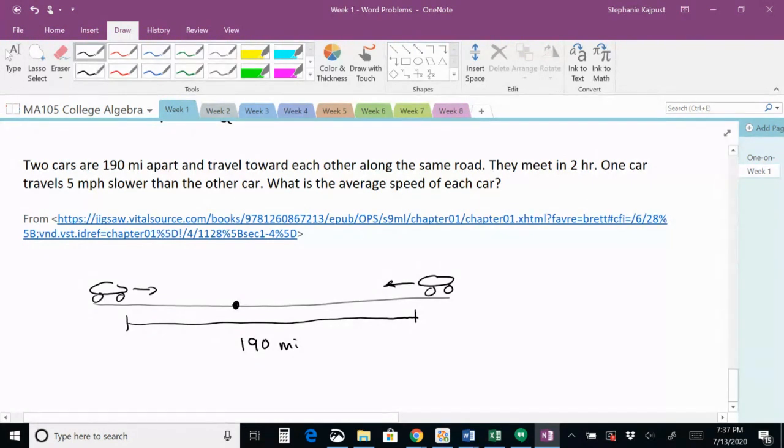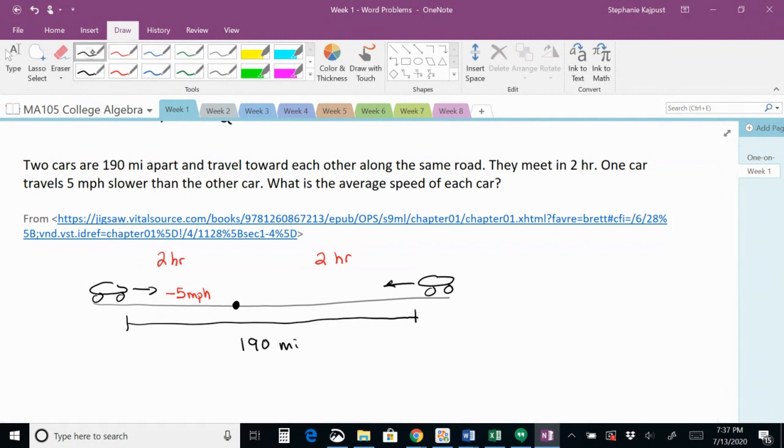So I'm going to just put a little mark right here. But they drive for the same amount of time. Both of them drive for 2 hours. One car travels 5 miles per hour slower. If it's slower, it's going to be minus 5 miles per hour, indicating you're subtracting. On my picture I chose the one on the left because if it's slower, it's not going to drive as far. That's why I labeled the one with the shorter distance as the slower one.